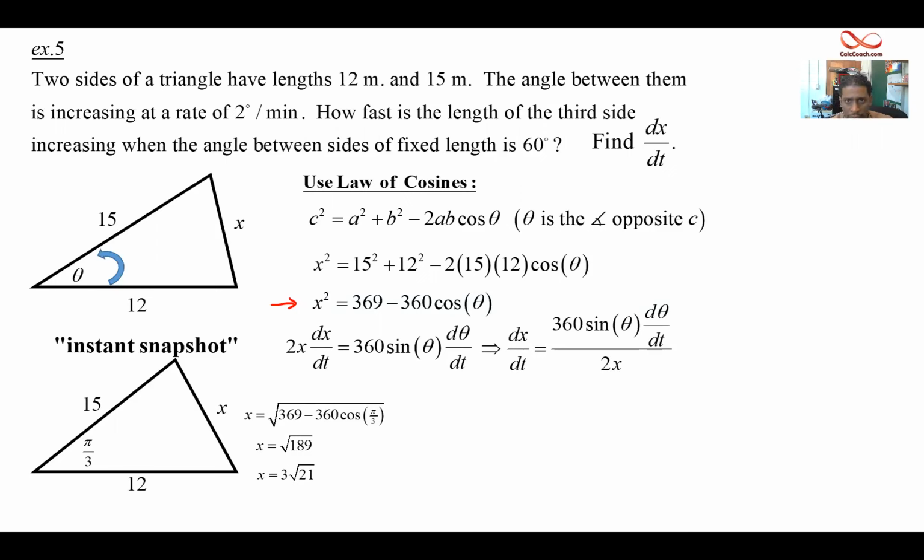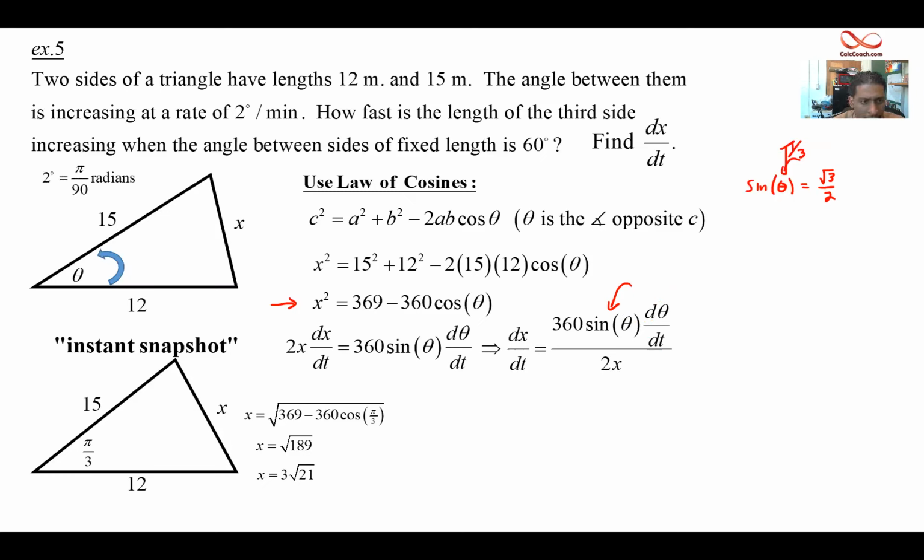All right, great. So now let's talk about the particulars. We have theta equal to pi over 3. So the sine of theta, we're going to put pi over 3 in here. What is the sine of pi over 3? It's going to be root 3 over 2. That's what's going to go inside of here. Now d theta/dt, let's talk about that.